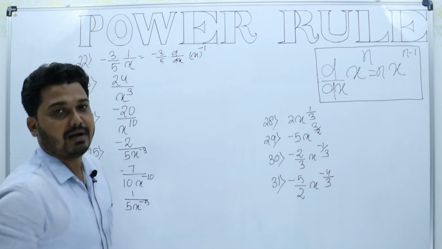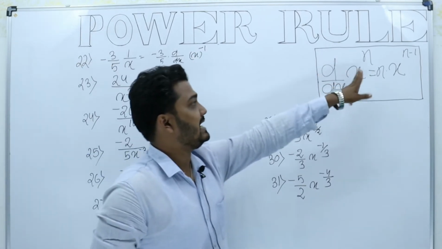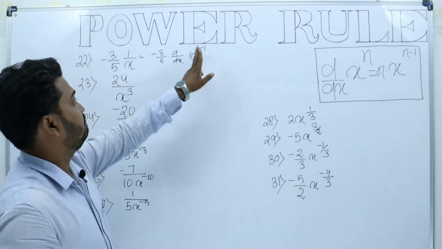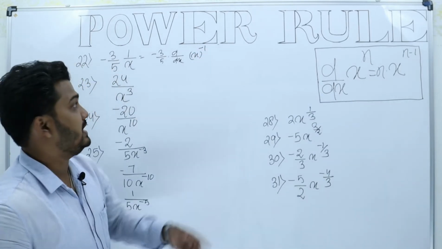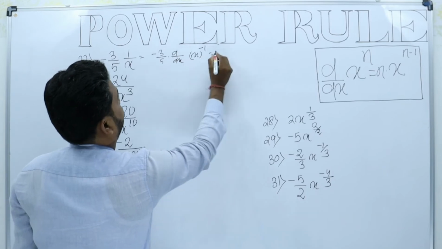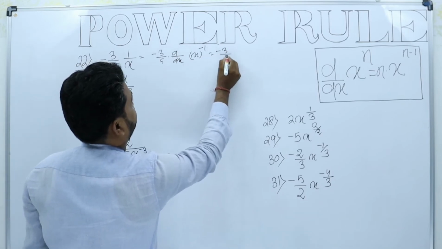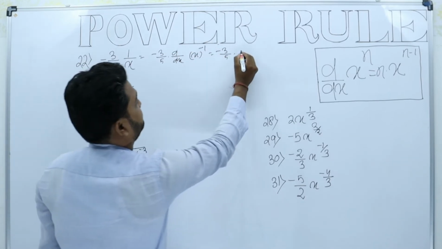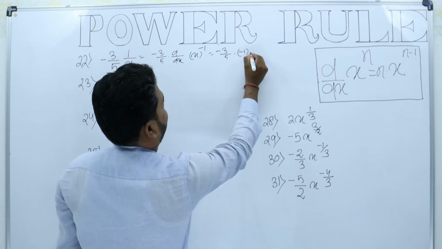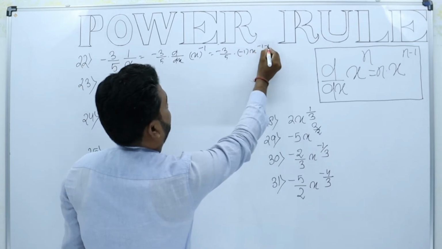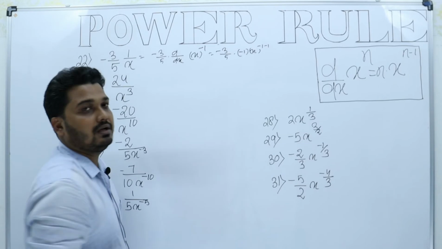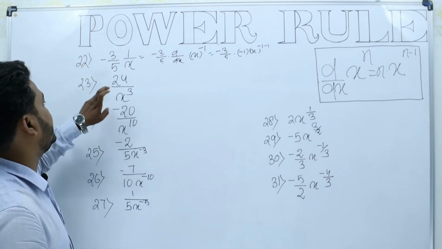Now the power is minus 1. The rule is n x to the power n minus 1. Here the power is minus 1. In the next step it can be written as minus 3 by 5 remains same, and x to the power of minus 1 becomes minus 1 x to the power minus 1 minus 1. That can be solved in the next step. Now let's move to the next question.